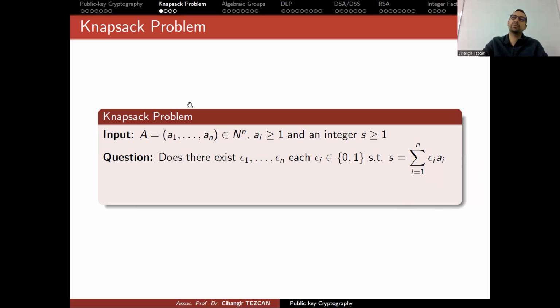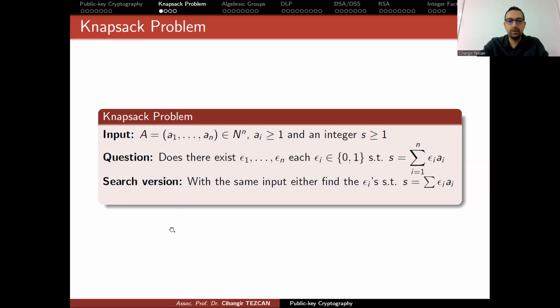We call it the Knapsack problem because assume that you have a knapsack which has some volume, which in our scenario will be S, and you have some items which have volumes AIs. The question is, can you pick up some of the items so that it completely fills the knapsack? The search version is, here we are asking if it can be done or not. In the search problem, you are going to find all of these epsilon I, so that you give us the solution where S equals this summation.